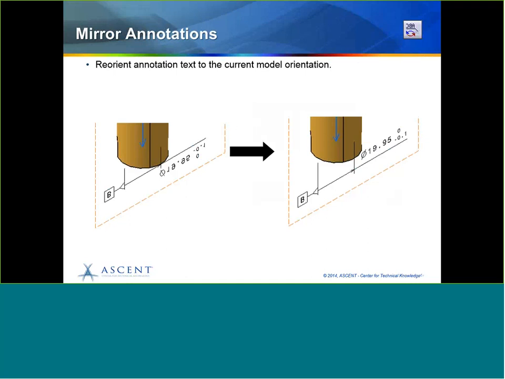We can also mirror annotations. So what can happen is, as the model is oriented, or maybe better said, reoriented, the annotations themselves remain fixed. And so the direction of the text might not display as you need it for a particular view. At any time, you can flip the text using the Mirror Annotations option, and the system will reverse those annotations so that they can be displayed the way you need them to be displayed.